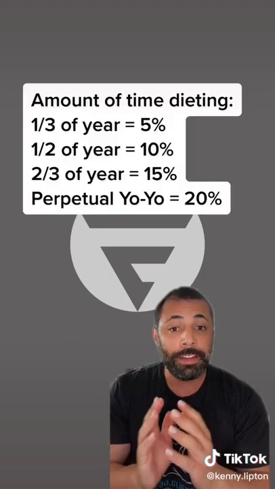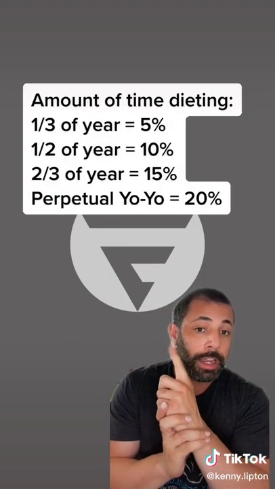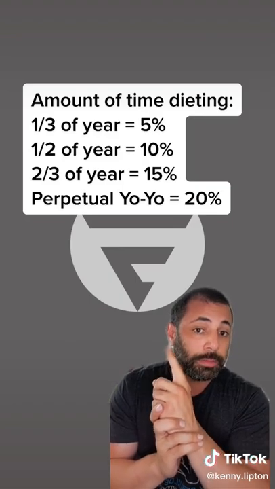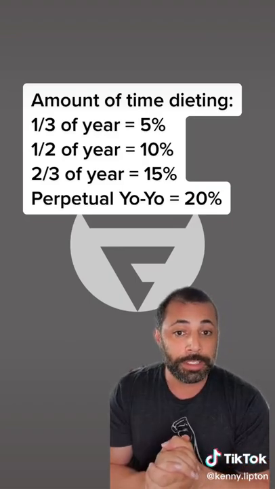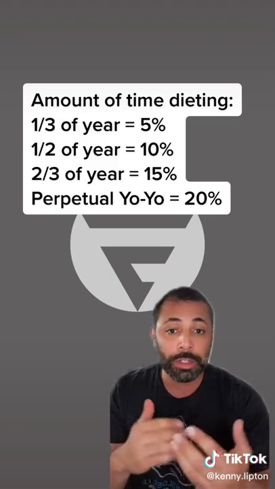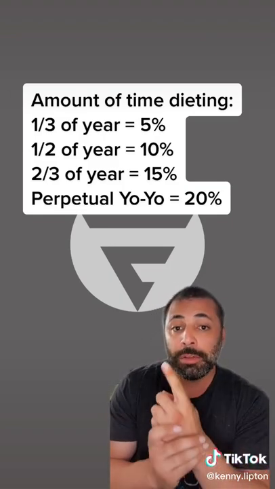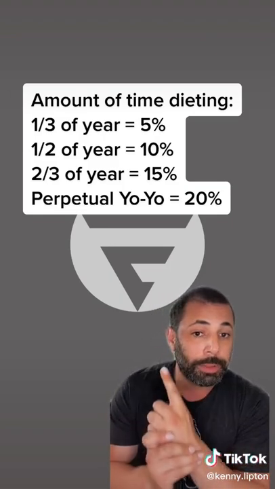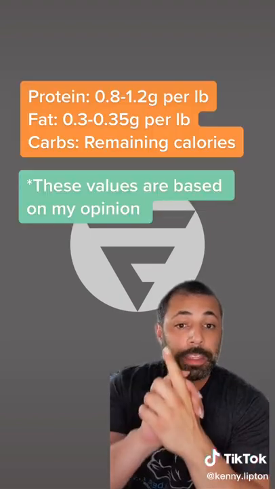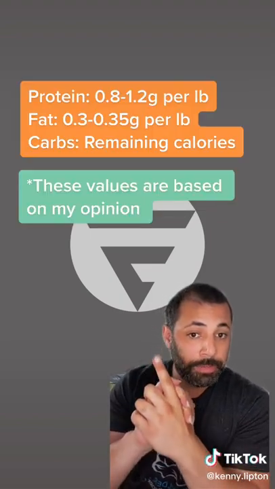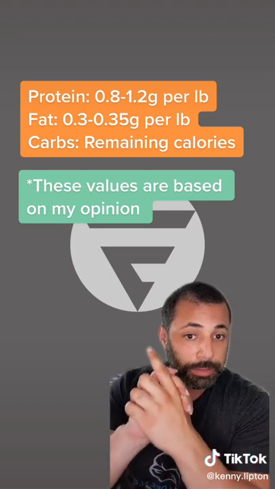Okay, so once you have that value, then you want to look at these values because these are going to correlate with your dieting history. And depending on how long you've been in a deficit for, you do want to reduce your BMR by these percentages. Now, these are the recommended values that you should use for your macros.